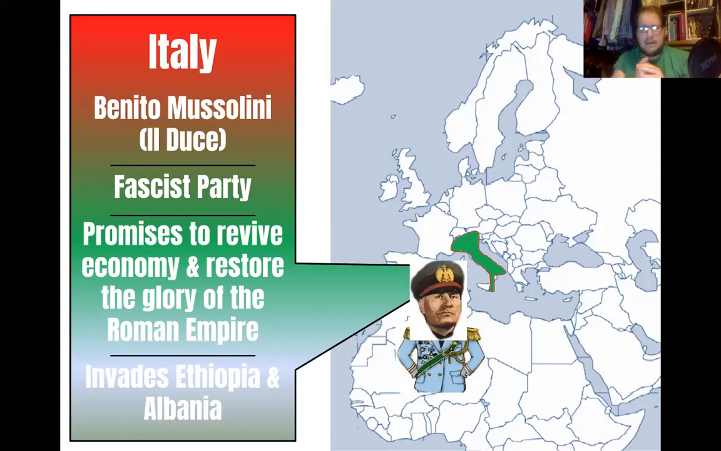And in terms of trying to increase Italy's ability to project power, to kind of play the colonialism game that we talked about during World War One, he invades Ethiopia and Albania, two areas in the Middle East, North Africa region.